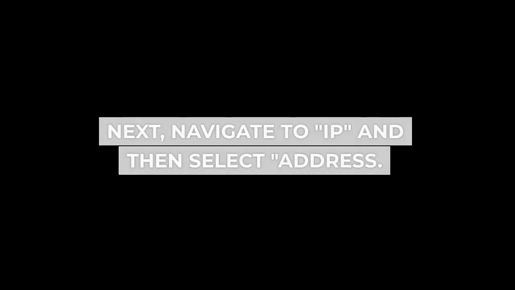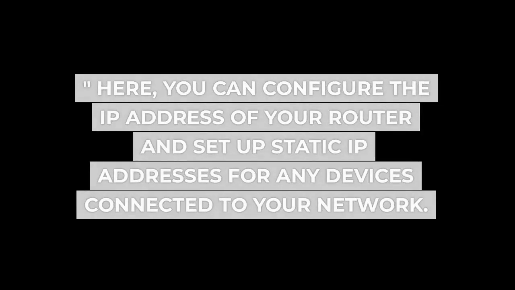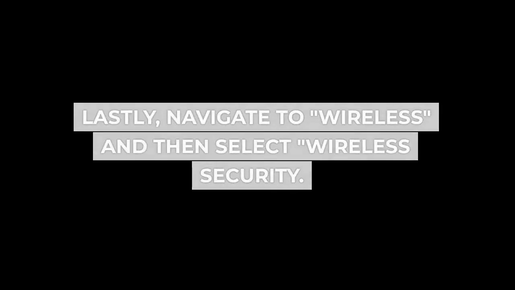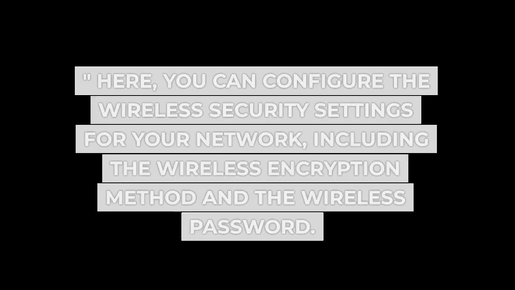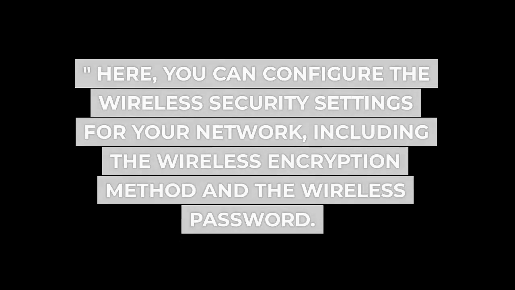Next, navigate to IP and then select address. Here, you can configure the IP address of your router and set up static IP addresses for any devices connected to your network. Lastly, navigate to wireless and then select wireless security. Here, you can configure the wireless security settings for your network, including the wireless encryption method and the wireless password.